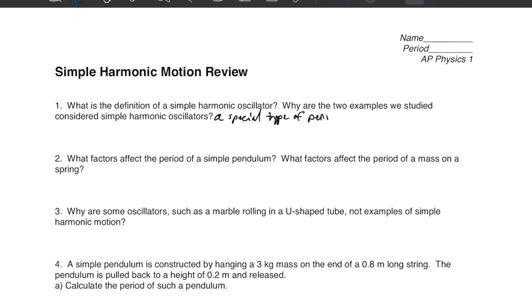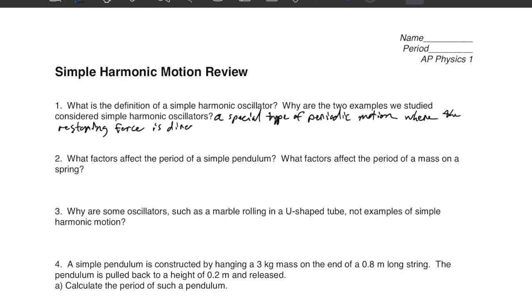Well, if we start with the first question, a special type of periodic motion where the restoring force is directly proportional to the displacement and acts in the direction opposite of that displacement. What does that mean? It means that you have a restoring force that's pointing towards the equilibrium. The closer you are to the equilibrium, the smaller the force. As you move further and further away from that equilibrium, the restoring force is going to get larger.